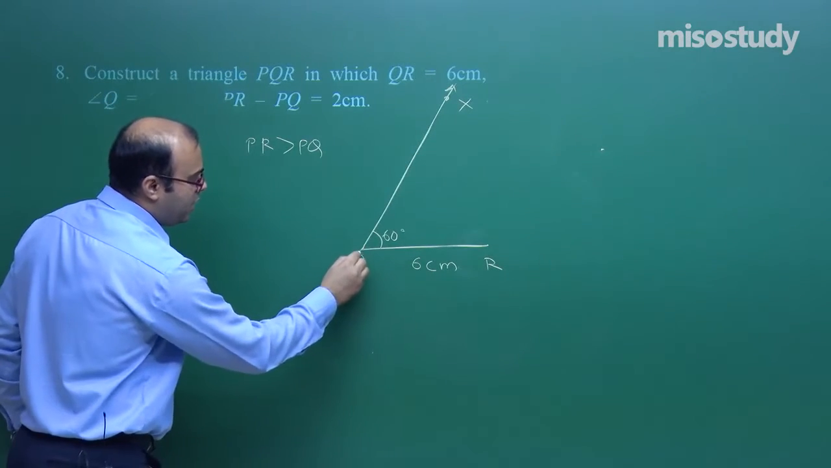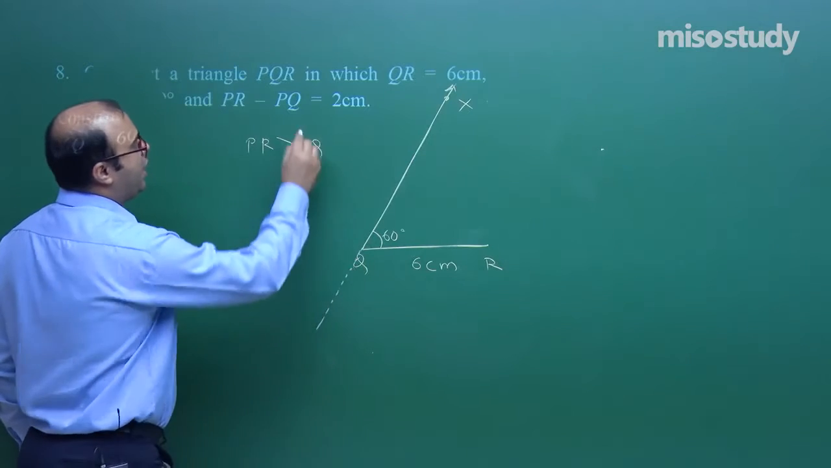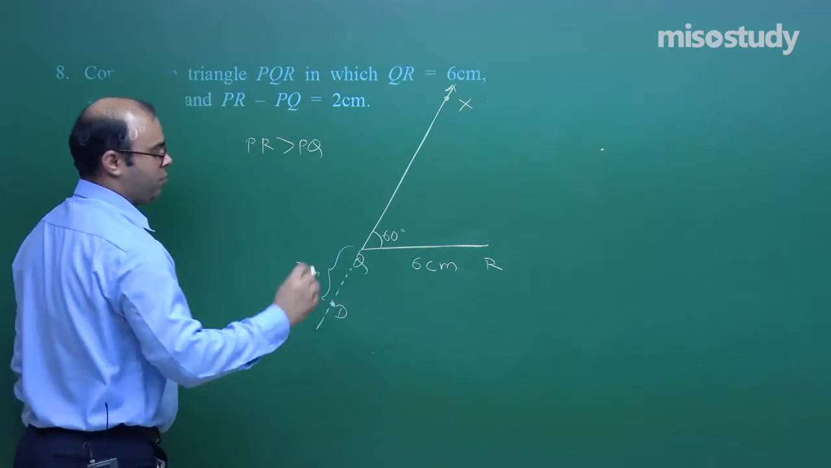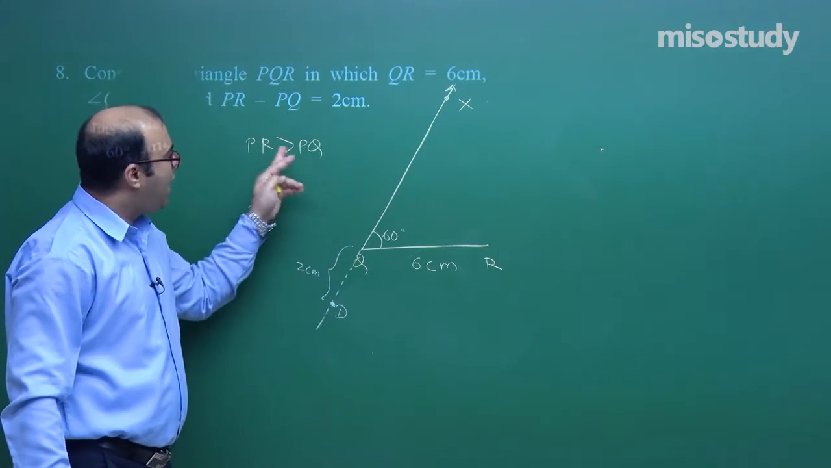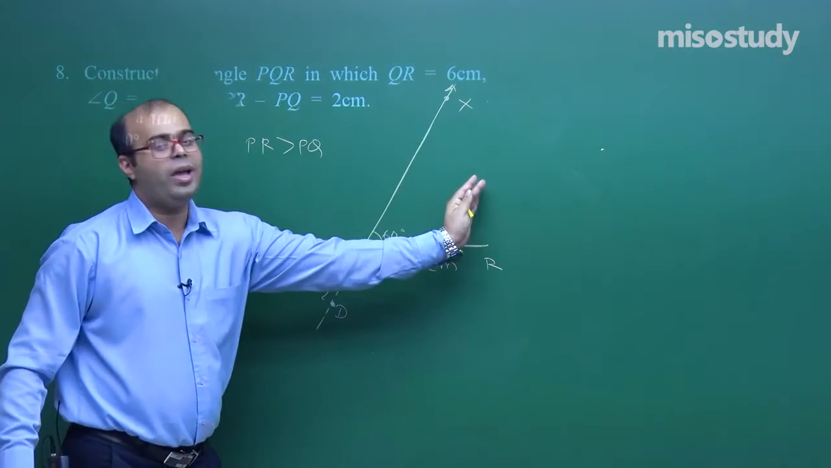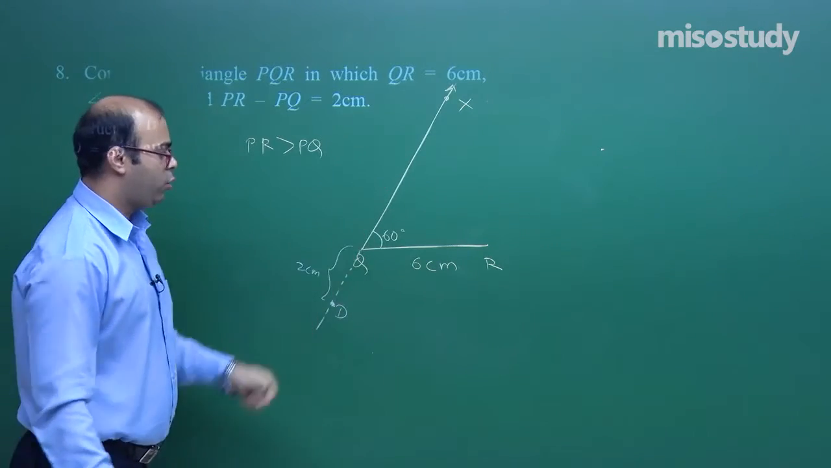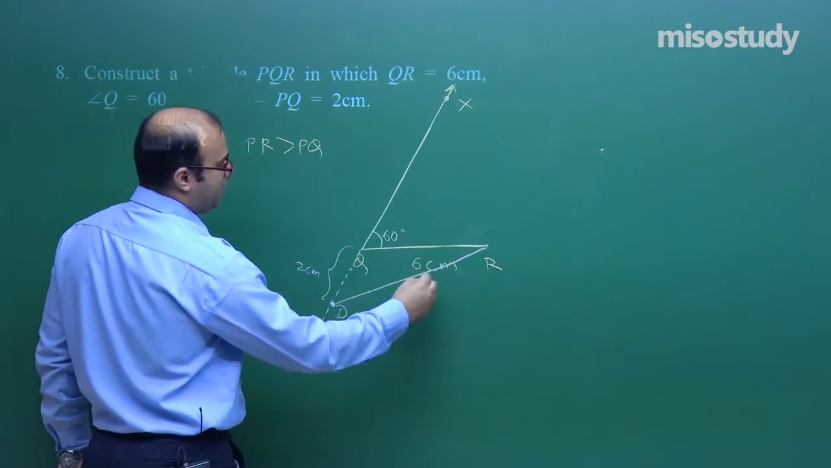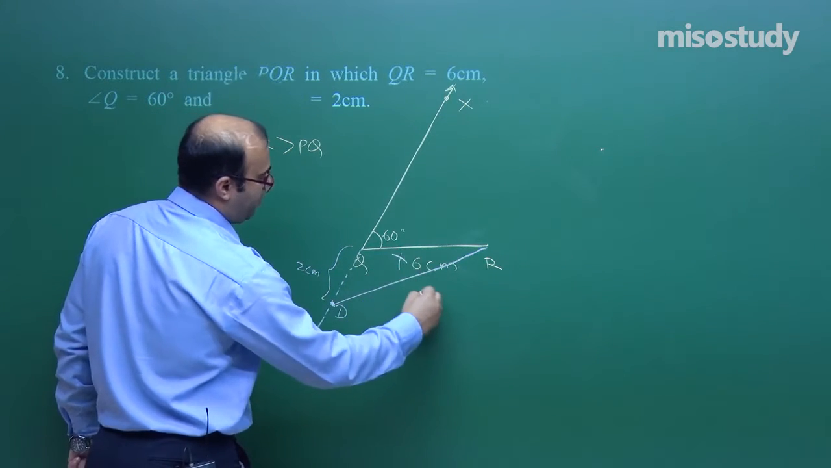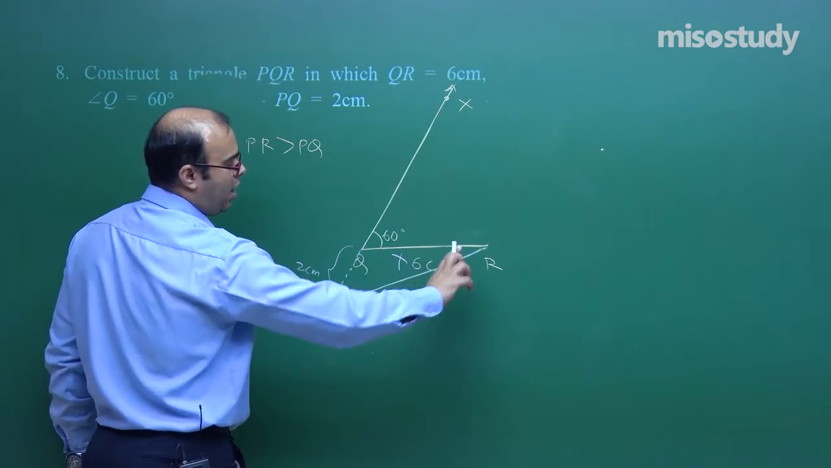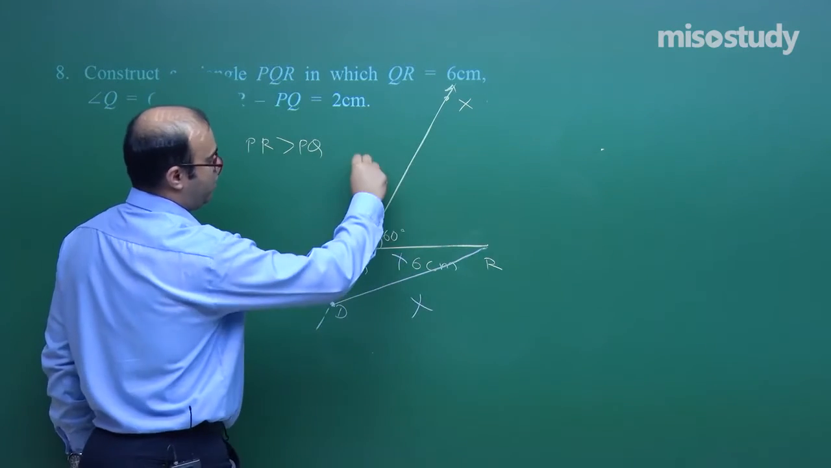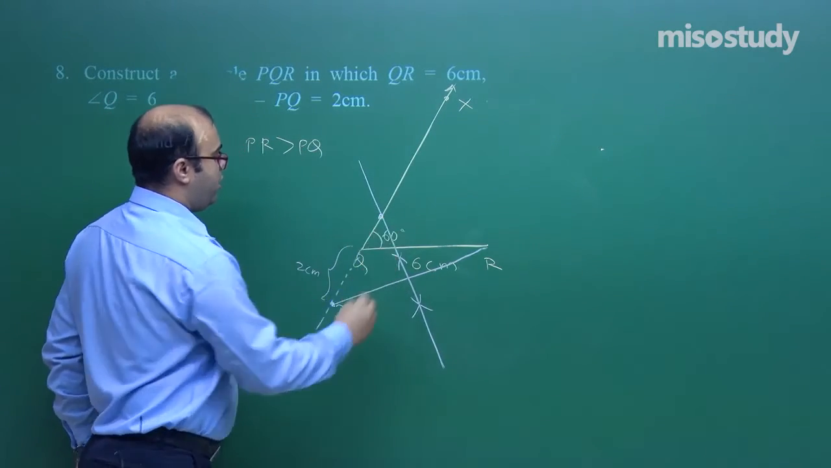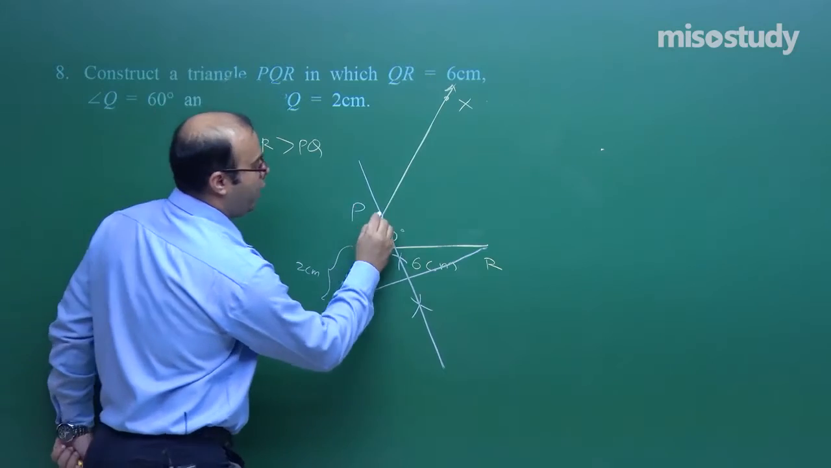So, here what we do? In this case, we extend it backwards. And we take a distance 2 centimeter here. And let us take this point as D. We extend it backward because here PR is greater than PQ. The side opposite to angle Q is greater, not adjoining angle Q. We will join these two points D and R. We will take the perpendicular bisector of these two. So, taking this as center, arc, then the other center, same radius. Let us join these two. They will intersect here. Let us call this point P and join PR.